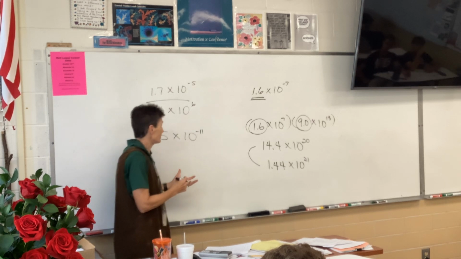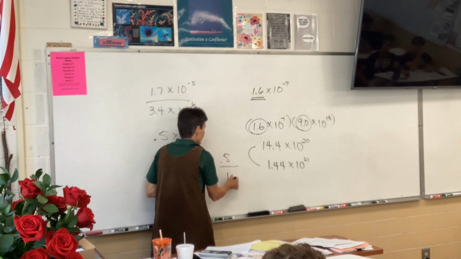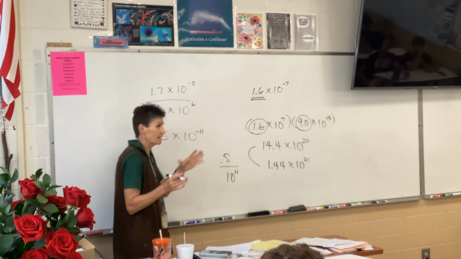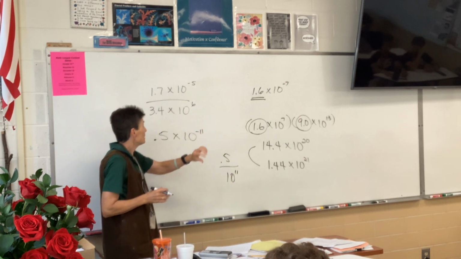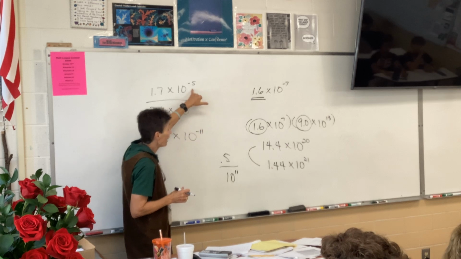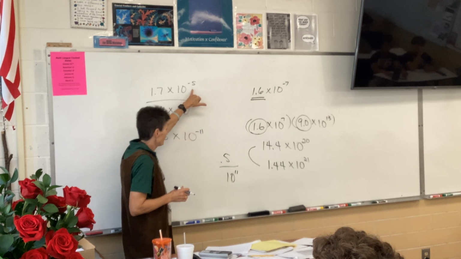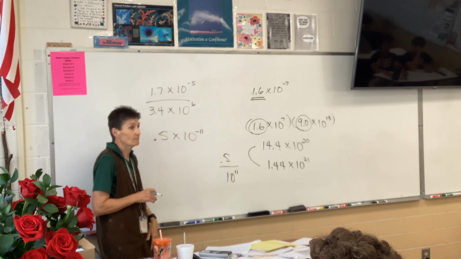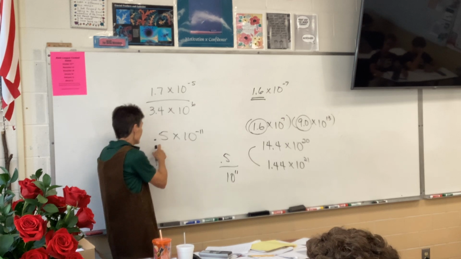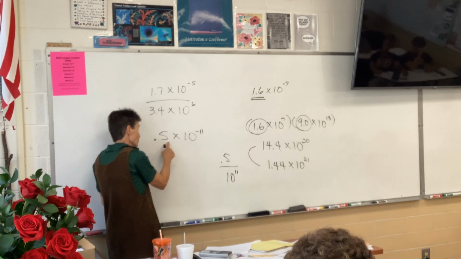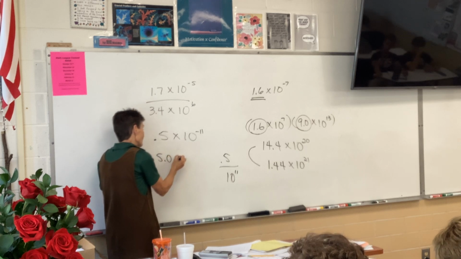When I write scientific notation, I can't have this. This isn't what it looks like. It all has to be a string. So that has to come up to the top, and that would make a total of 10 to the negative 11. Now, this isn't good, so I'm going to have to move that and make it 5.0.